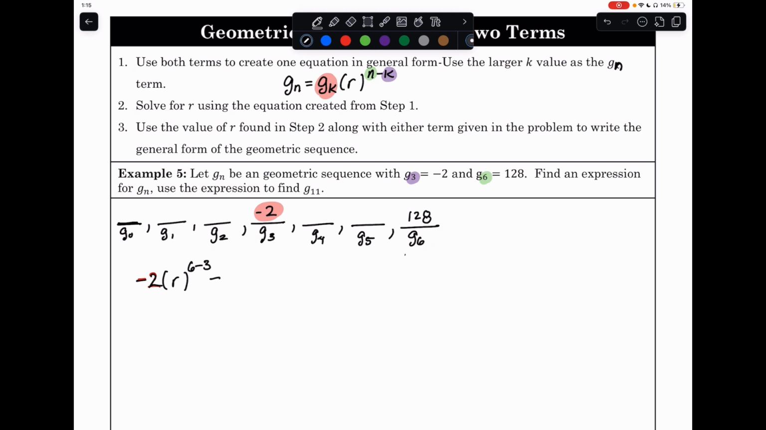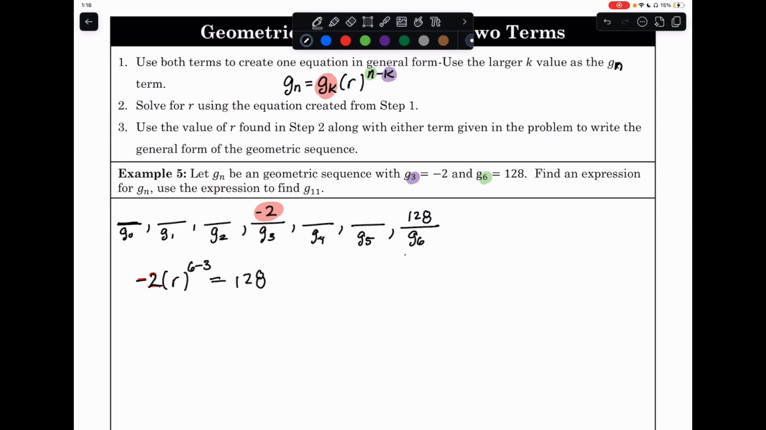And what we're going to set this equal to is the further number in the sequence. So we start with the number that we know at the beginning, not necessarily the first number in the sequence, but the prior number in the sequence, and then we set it equal to the number at the end of the sequence that we know. In this case, the last number we know in the sequence is 128. So we set this equal to 128. And this is the equation that we're going to have.